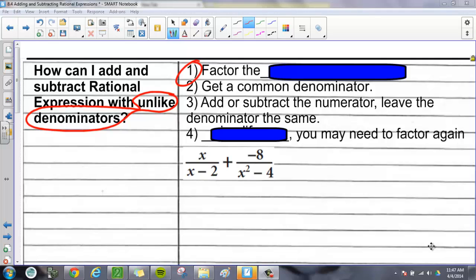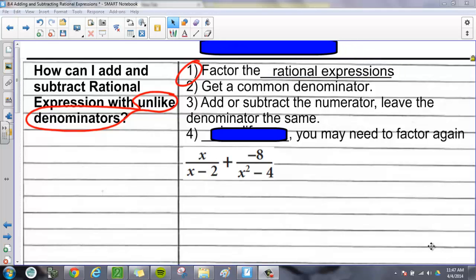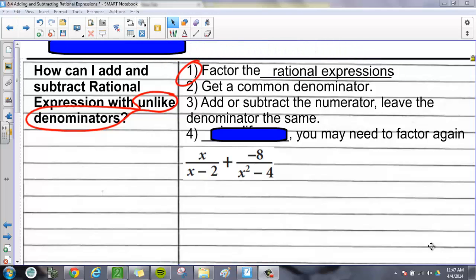Step one is to factor the rational expressions. Each rational expression, we want to factor it as completely as we can. Then step two is get a common denominator on both the rational expressions. Step three, to add or subtract, add or subtract the numerators and leave the denominators the same. Remember, the denominators stay the same.